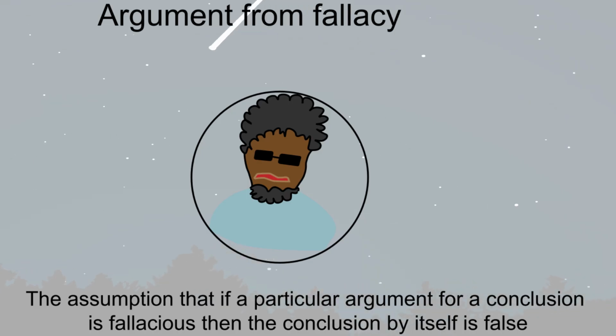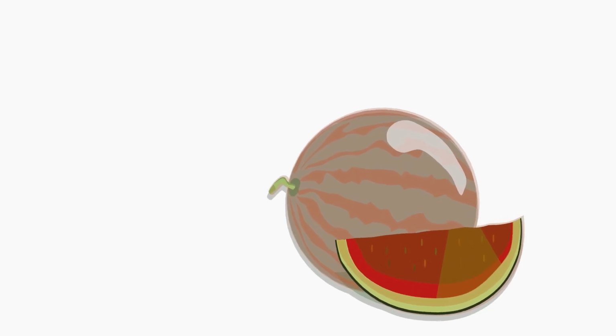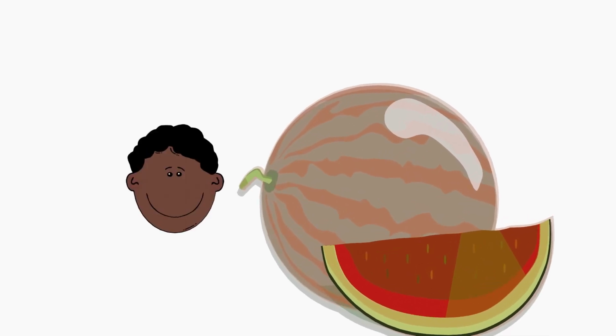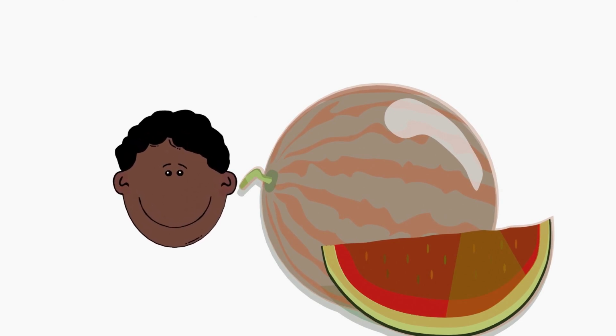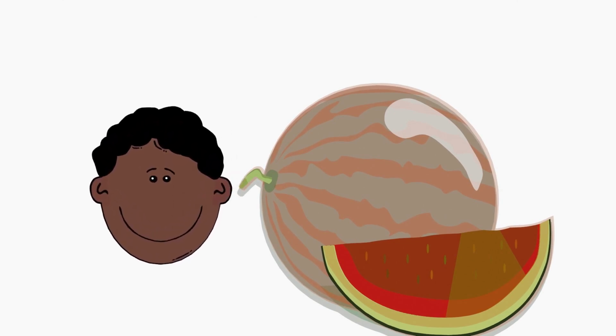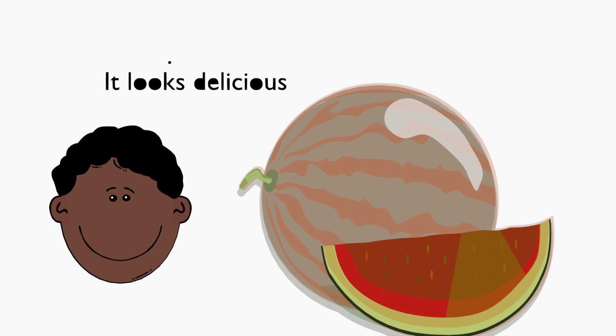Argument from fallacy. The assumption that if a particular argument or conclusion is fallacious, then the conclusion by itself is false. Example, Obasanjo, I'm black, therefore I'm an African. Alex, you're assuming all black people are Africans is fallacious, therefore you're not an African.